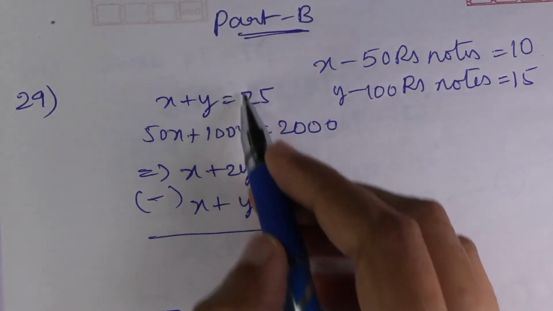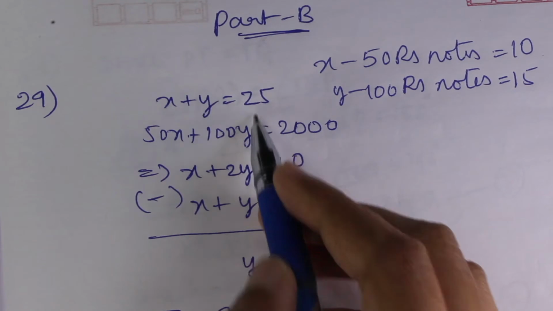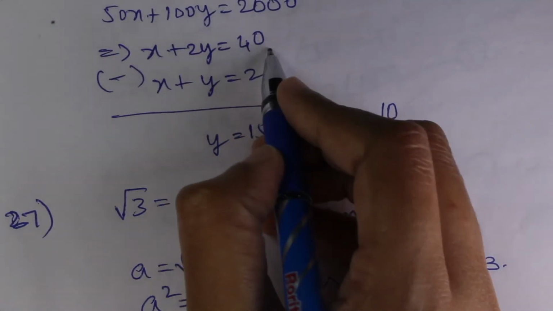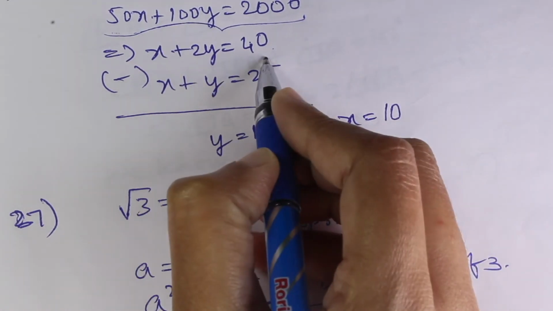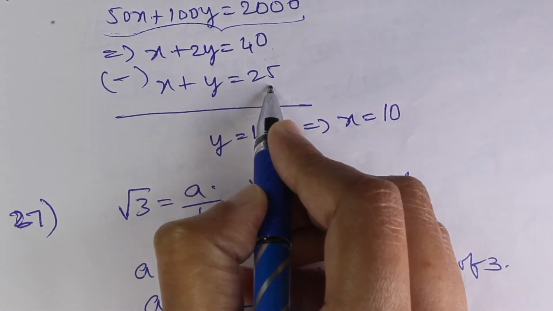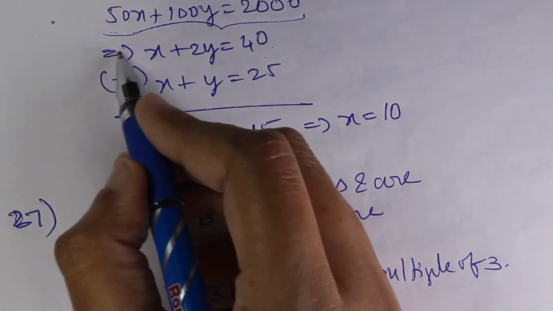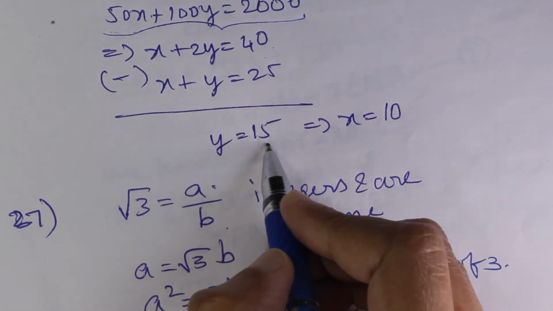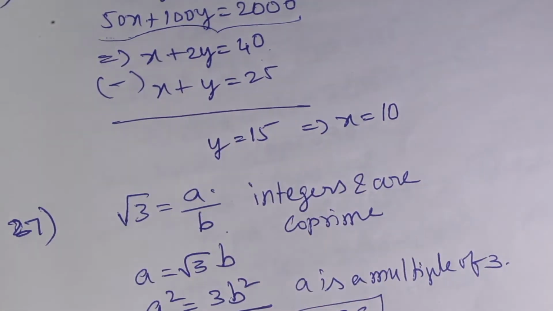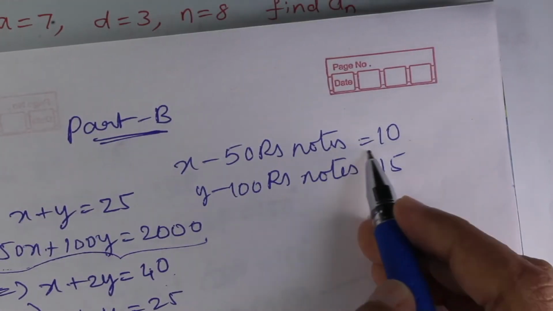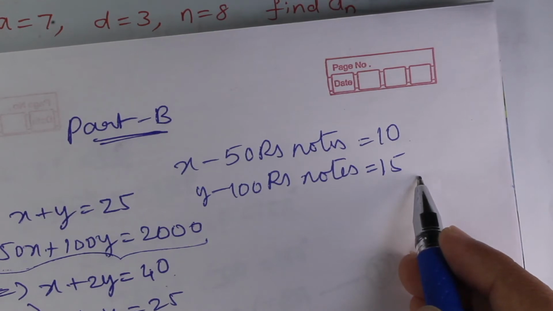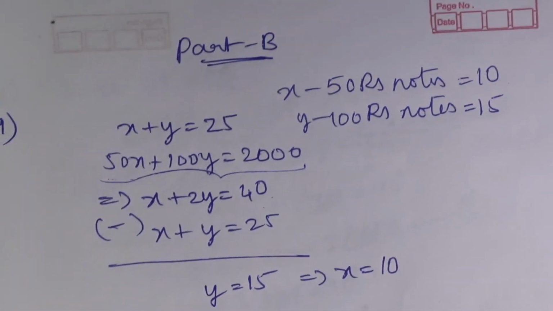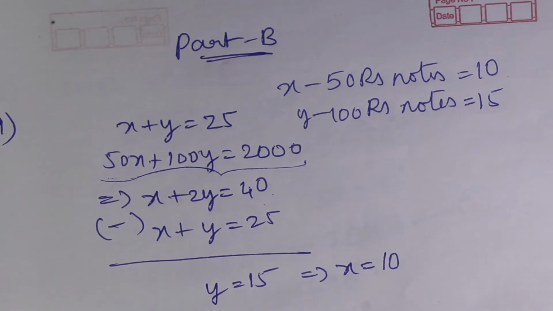Now I have solved these two equations. This equation becomes x plus 2y is equal to 40. x plus 2y is equal to 40, x plus y is equal to 25. I have subtracted one from another. I got y is equal to 15 and x is equal to 10. So Meena has 10 50-rupee notes and 15 100-rupee notes. Hope this is clear for you. You can see this for a moment to understand.